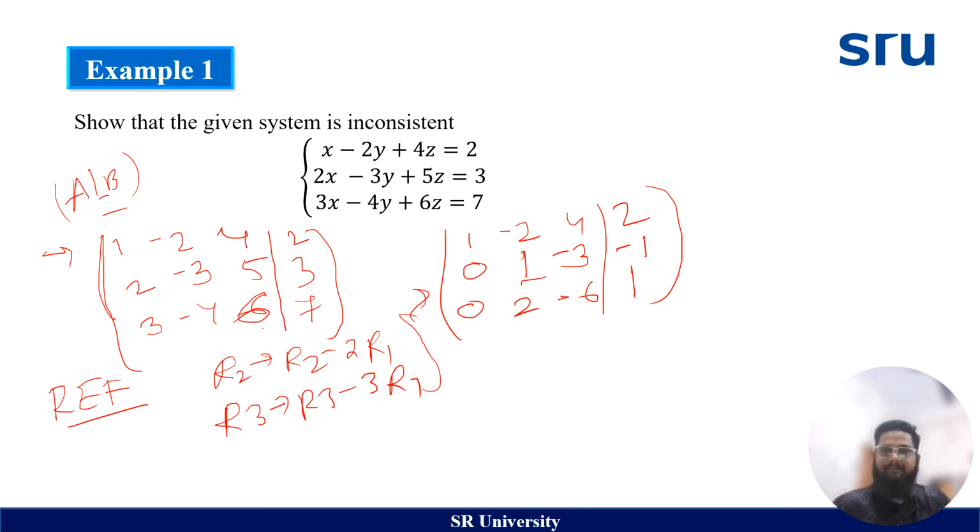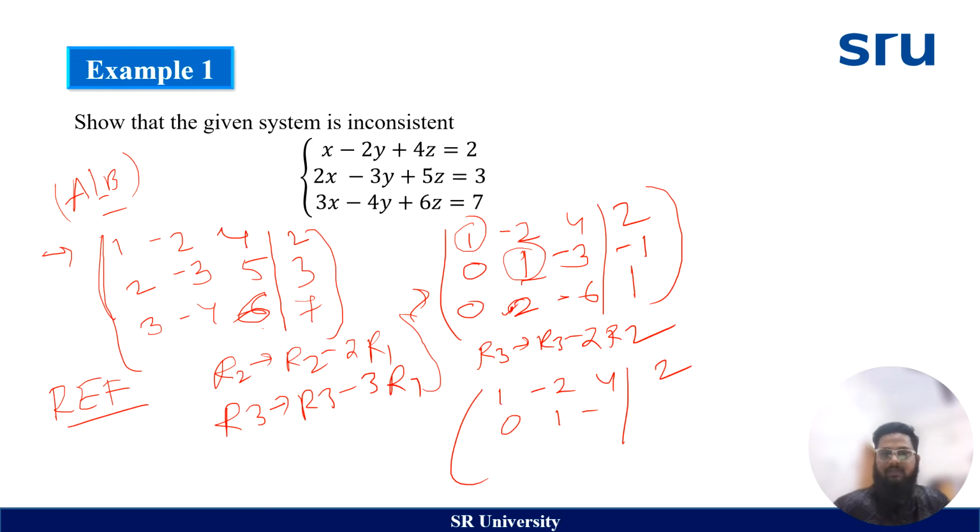Very simple. Now this is the first pivot, this is the second pivot, and the elements below the first pivot are already 0. So you have to make this 0. 2 minus 2 can be 0, so R3 becomes R3 minus 2R2. What do you get now? The first row remains as it is. The second row remains as it is, no change. The third row is 0, 2 minus 2 is 0, minus 6 plus 6 is 0, 1 plus 2 is 3.